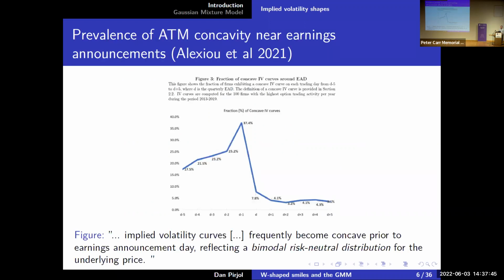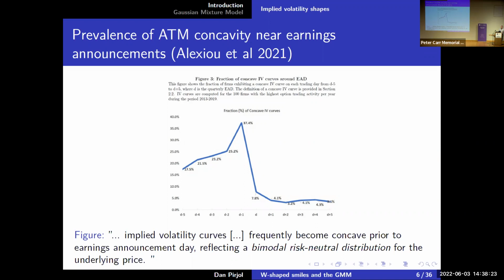The academic literature took up these observations, and a more systematic study of concavity of the smile at the money was done by Alexiou and collaborators in a recent paper. They studied the percentage of names with at the money concave smile as a function of time as we approach the earnings announcement day. So earnings announcement is the day, and more and more names become concave, only to drop off after the earnings announcement.